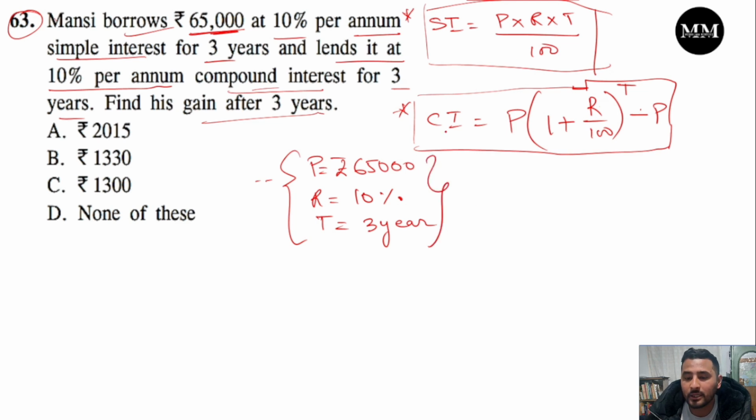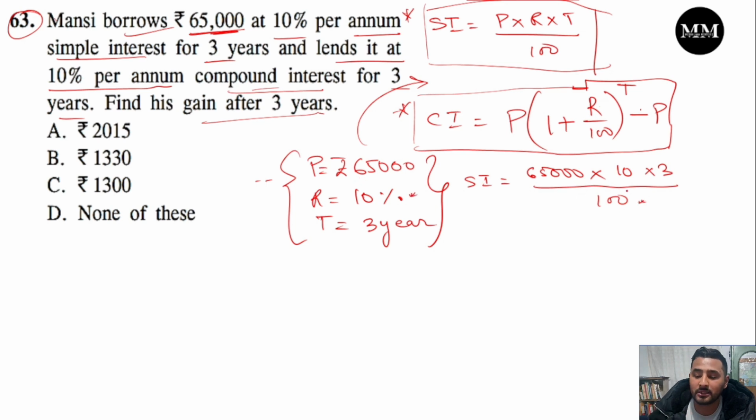Put these values in simple interest. So SI will be equal to P, 65,000, into rate 10, into time 3, divided by 100. So this percentage will come down here, that is why we're writing 100. Start with the cancellation, 0 0 0 0. Now multiply all this. 3 into 10 is 30. So let me do it like this: 650 multiplied by 10. This is very easy.